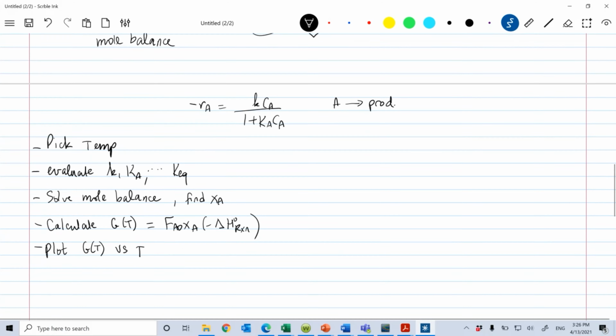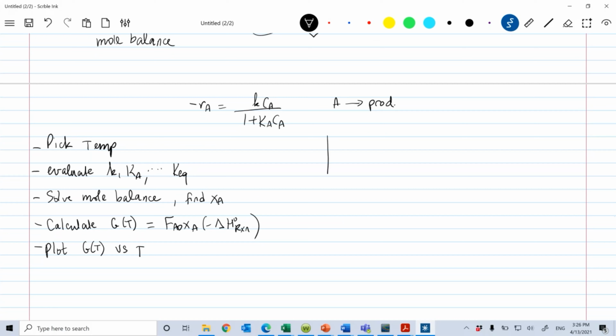So in some ways, the G of T line is more involved. And you can use Excel to do this. You just pick a temperature, and you can plot G of T versus T. If you do that, depending on the reaction order, you'll be quite surprised to see some really interesting things.